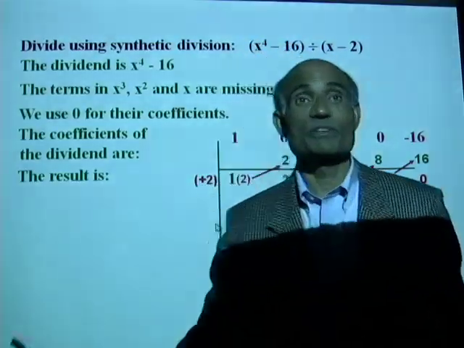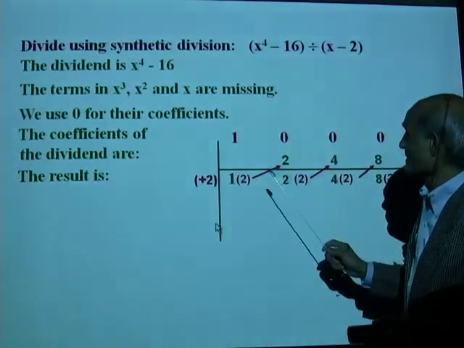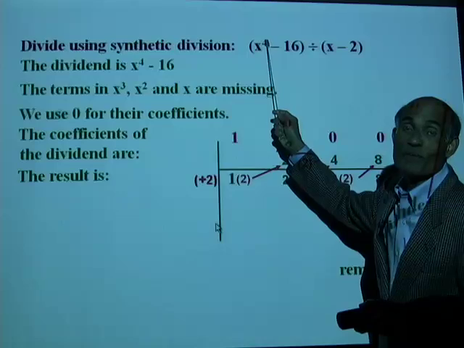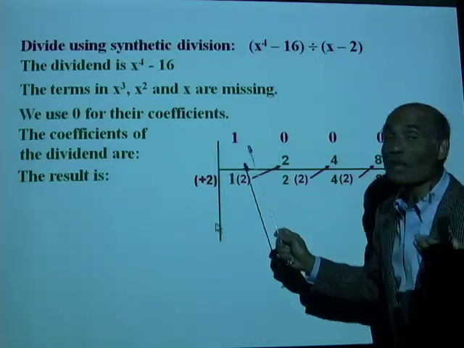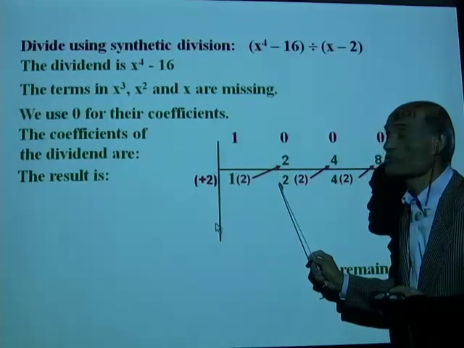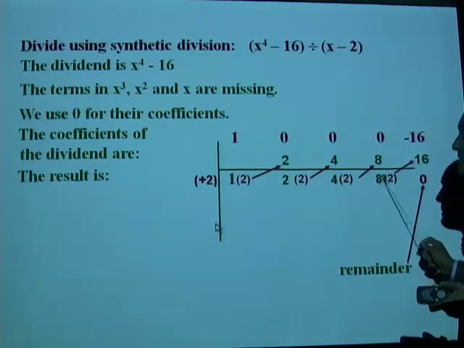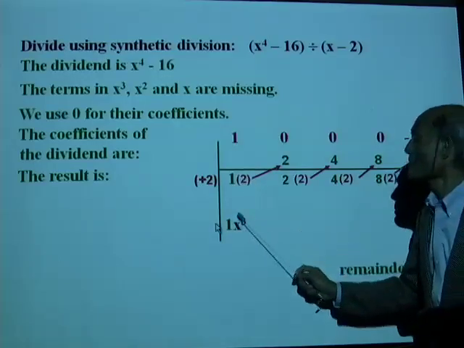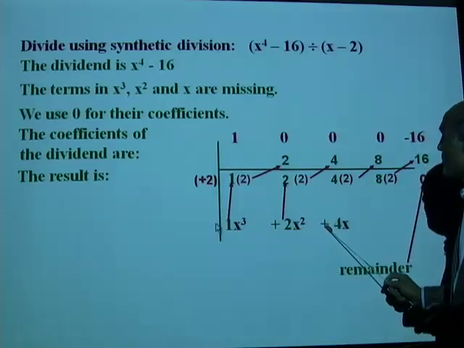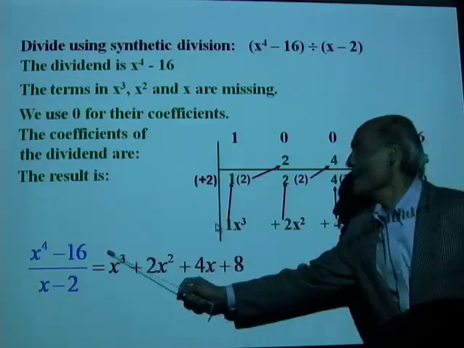So, what is the result of dividing this polynomial by this binomial factor? You can see the highest degree of the polynomial of the dividend is 4. That means the highest power of the result will be 3. So you can start here. It will be 1x cubed plus 2x squared plus 4x plus 8, and the remainder is 0. So you have 1x cubed plus 2x squared plus 4x plus 8, and that is the result.